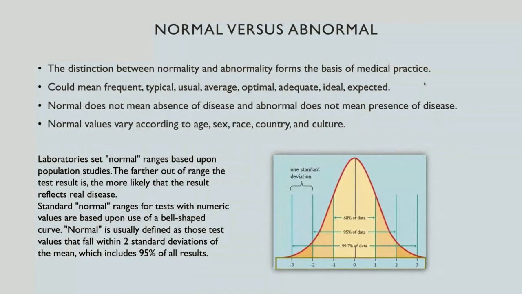The word normal means frequent, typical, usual, average, optimal, adequate, ideal, or expected. But the fact that someone has an abnormal test result doesn't mean that the person actually has a disease. And also, if someone has a normal result, doesn't mean that they don't have a disease. That's why practicing medicine is so difficult. And you're going to see that there are many errors that we make.